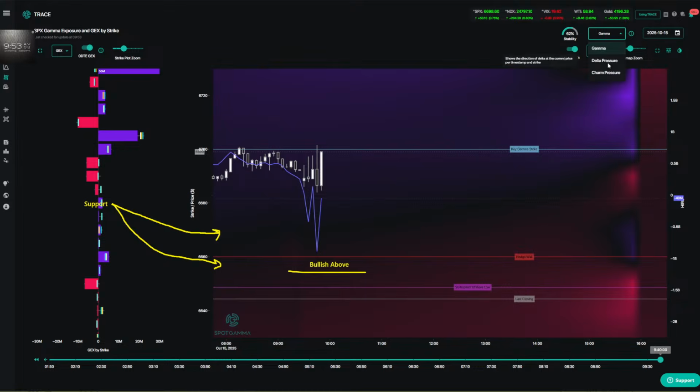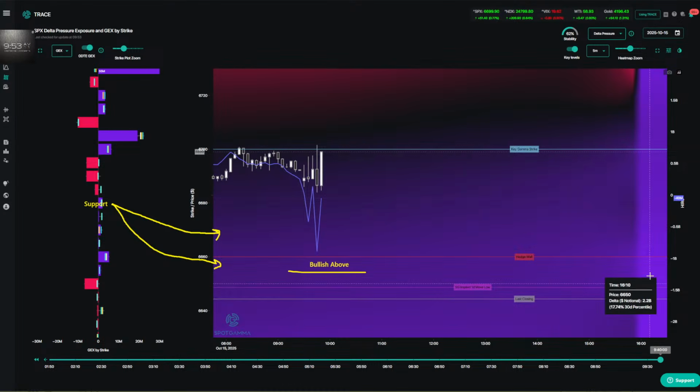Let's look at the delta pressure, get an idea what's going on there. Okay, support below, resistance above. So the support is literally right where the gap fill was. That's where the support starts. The heavy purple color is right there. And the red, again, is probably roughly 10, 15 points above us. So we're going to start to get some resistance as we work our way higher.